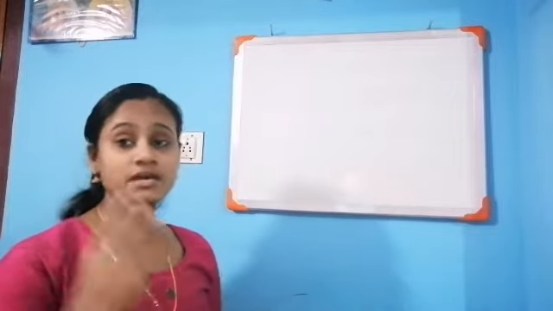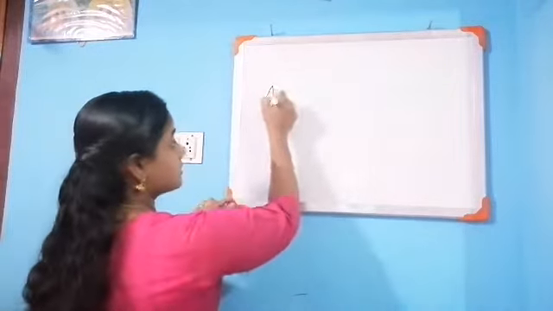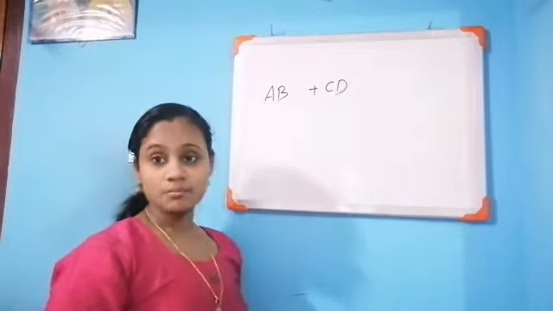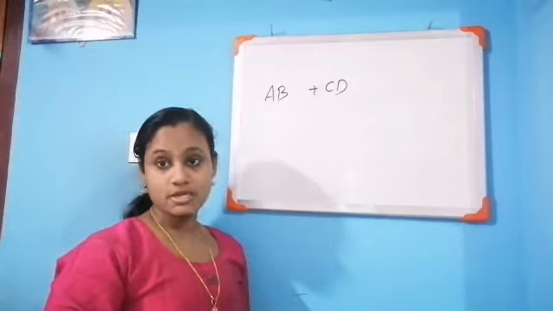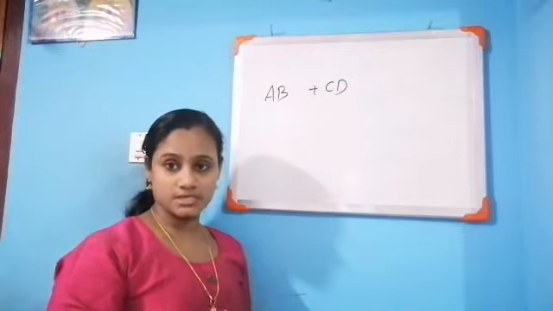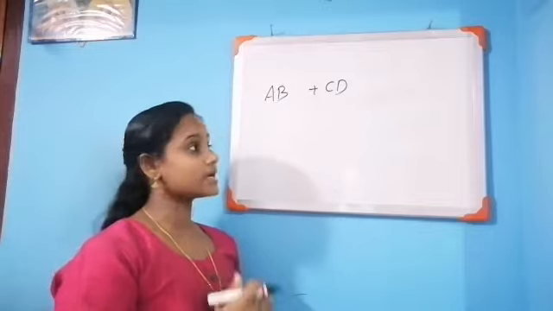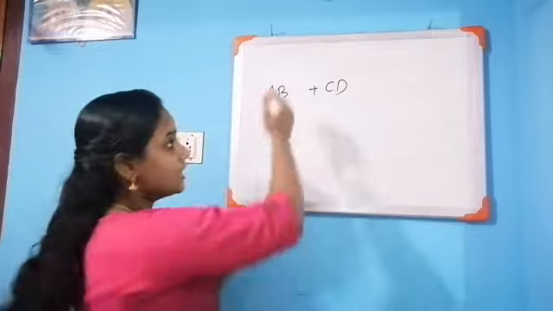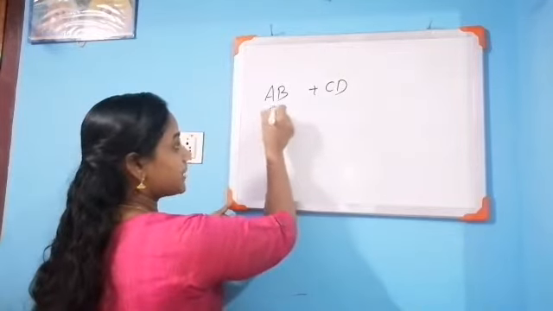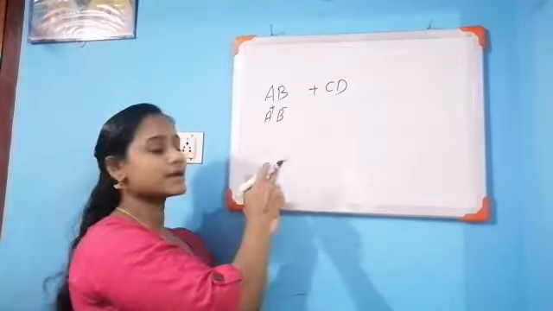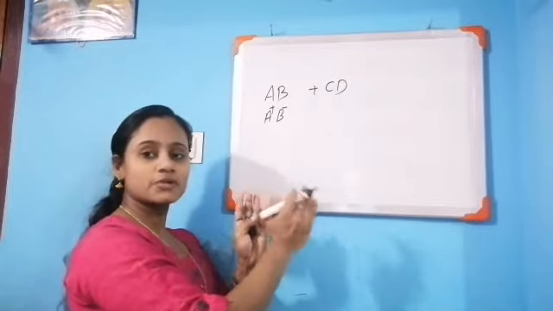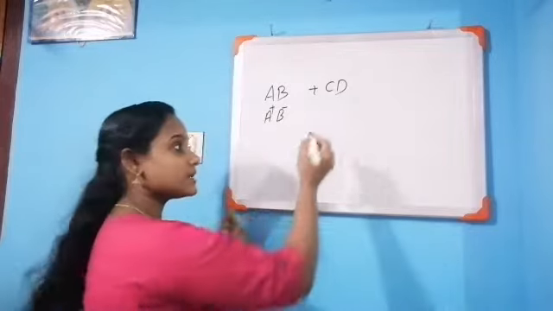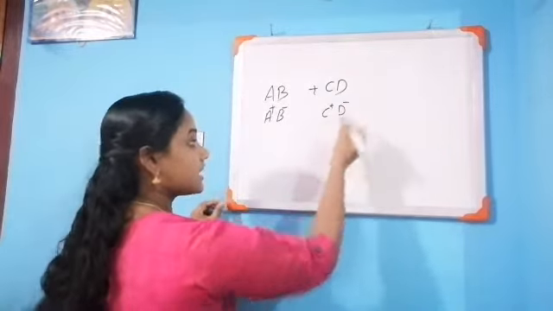Here, the reactants are two compounds, for example AB and CD. AB is a compound and CD is also a compound. These two compounds are in aqueous state and they have two ions, positive ions and negative ions. AB is a combination of A plus and B minus. Similarly, CD is C plus and D minus.